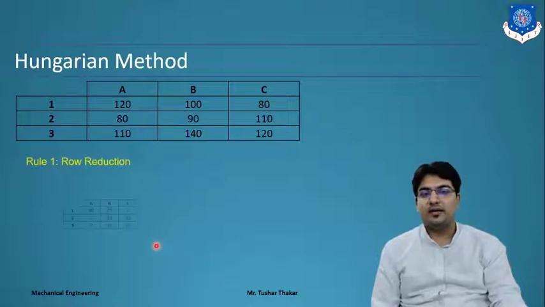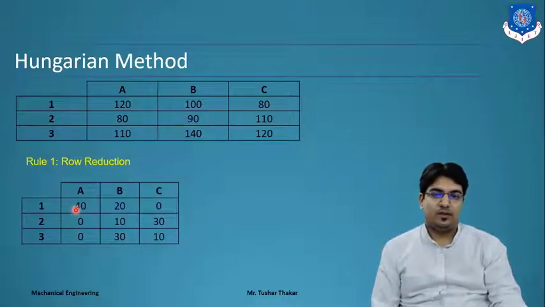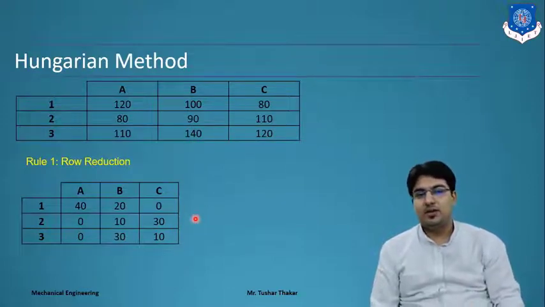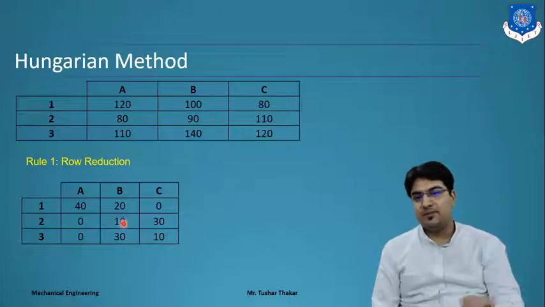So we get a table like this. We check here 80, 0, 100, 20, 120, 40. In the second row again 80 is the minimum value: 80, 0, 90, here 10 points are there, 110, here 30 points. In the next row 110 is the minimum value. So here 0, 140, which means the answers are 30 and 20. So here three 0s are there.